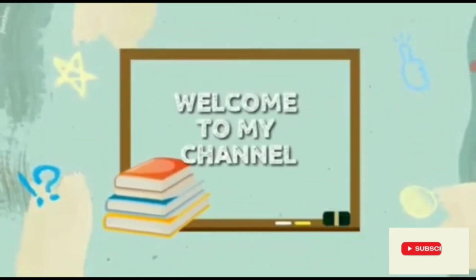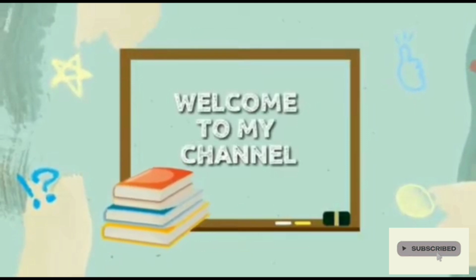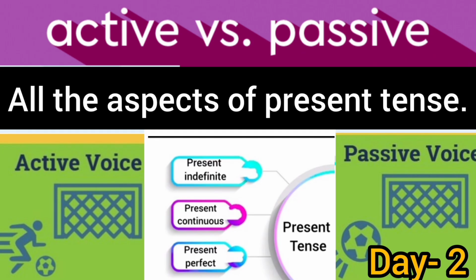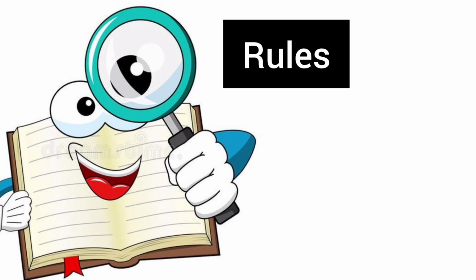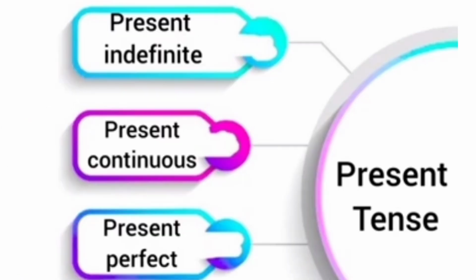I am here with my today's video, and this is the continuity of my previous topic, active passive voice. I hope by now you have learnt all the rules, and today we are going to continue with the present tense. I will repeat all the rules and I'll go for the examples of present tense, that is present indefinite, continuous and perfect tense. So let's start our today's video. Please kindly watch this video till end to understand it well.